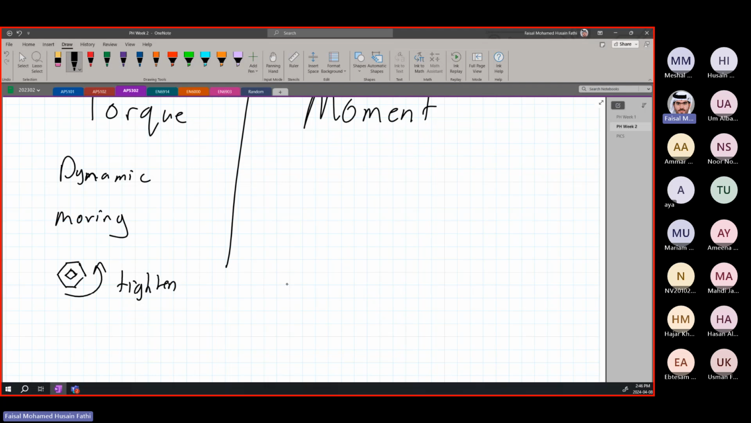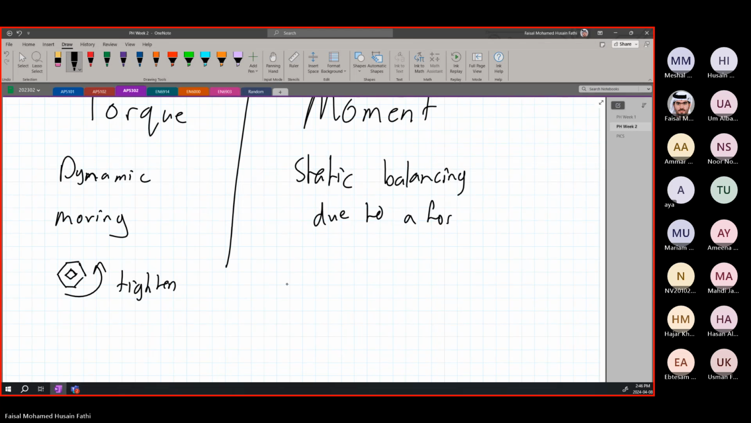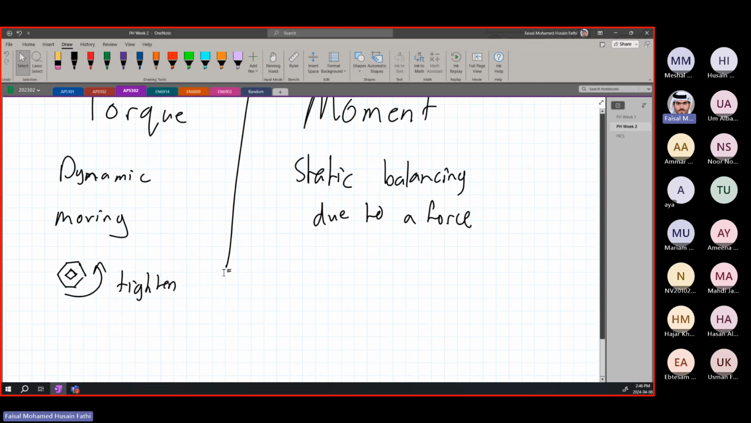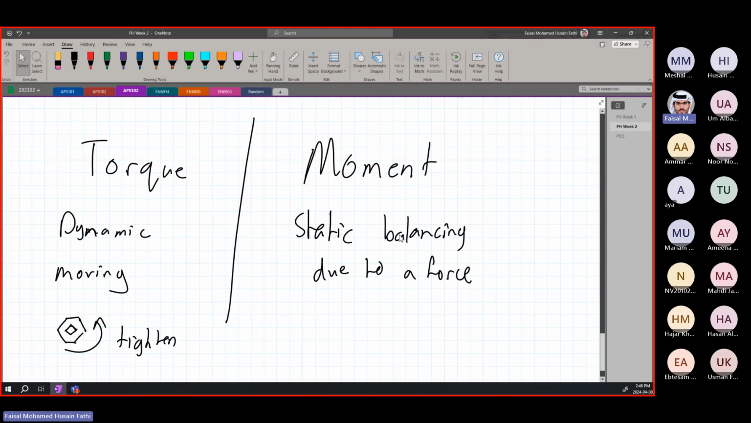Moment is just the resistance or just the, how do I explain it? The moment is just a static, a non-moving balancing due to a force. Meaning the torque is a moment. A torque is a type of moment, but not all moments are torques. Torque is when you are trying to tighten something, you are causing a moment on it. Okay? But a moment is just a static thing.